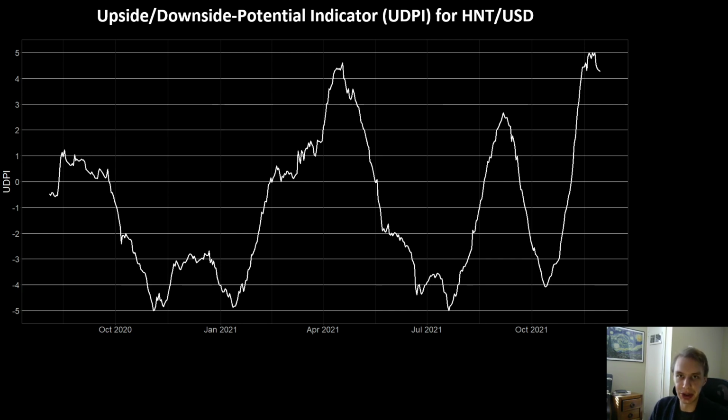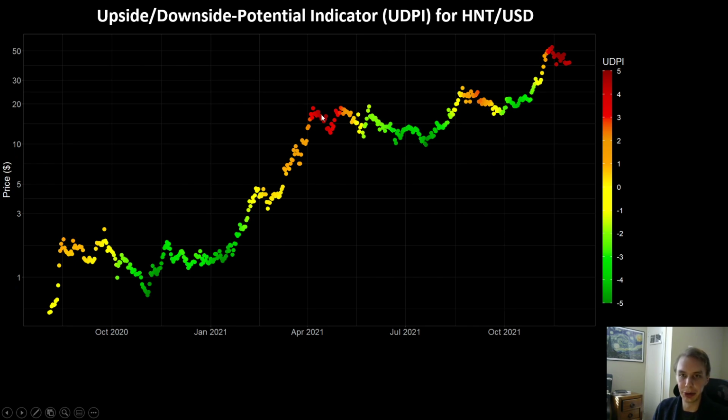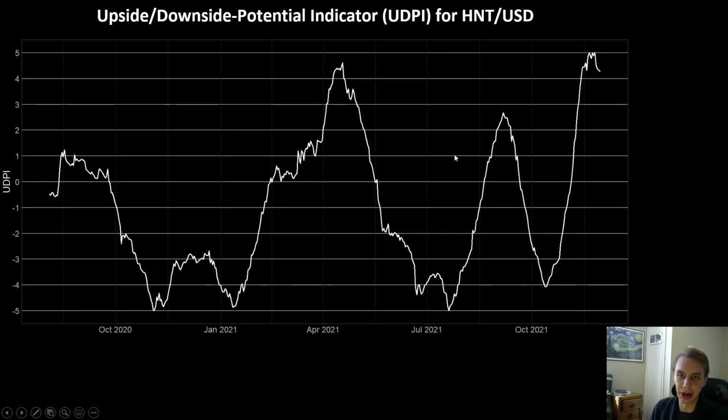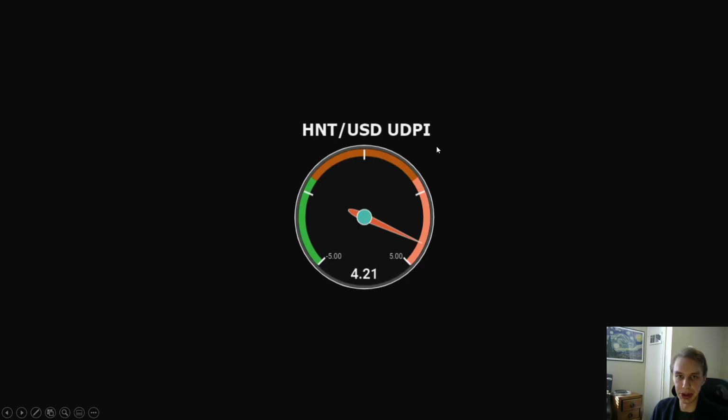So we'll have to watch it. We'll have to see what happens. Obviously anything can happen in crypto. The model could be surprised. I could be surprised. But if history is any indication with the way that the model has been able to call moves by HNT, this kind of level of the UDPI is a cause for concern. Historically, when it gets up to these high levels of risk, it has not been able to go much further. But again, we'll just have to watch it and see what happens.